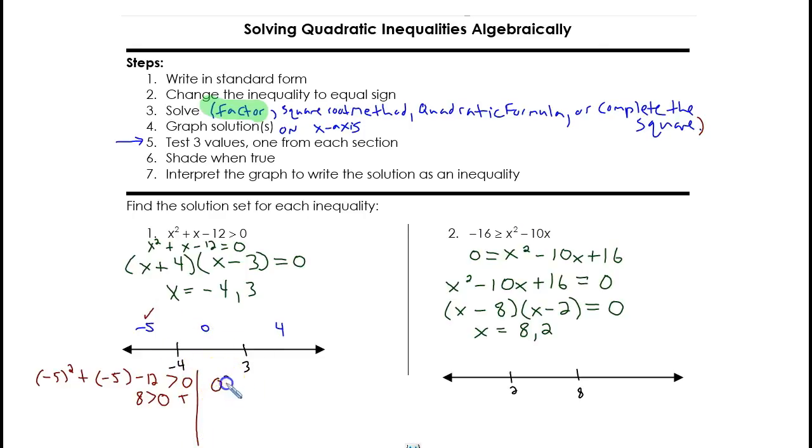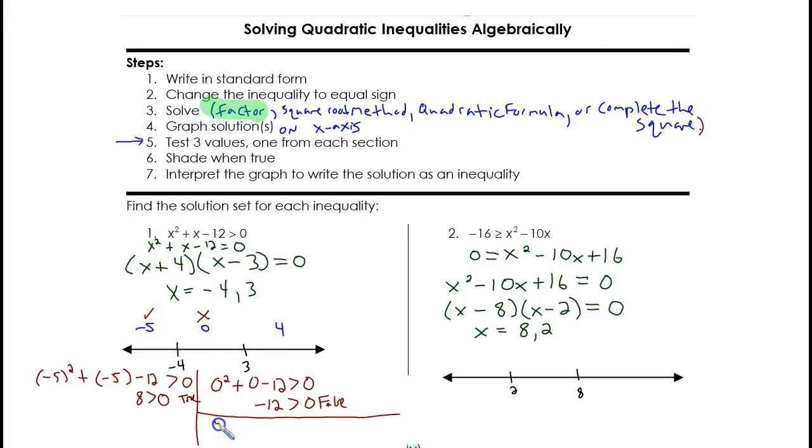So I'll do 0 squared plus 0 minus 12, and my question is, is it greater than 0? Well, 0 squared plus 0 minus 12 is -12. Is -12 greater than 0? No. That is false. And since it's false, that means that 0 is not a solution because it doesn't work. Put an X there. And then I might try, or should try, 4.